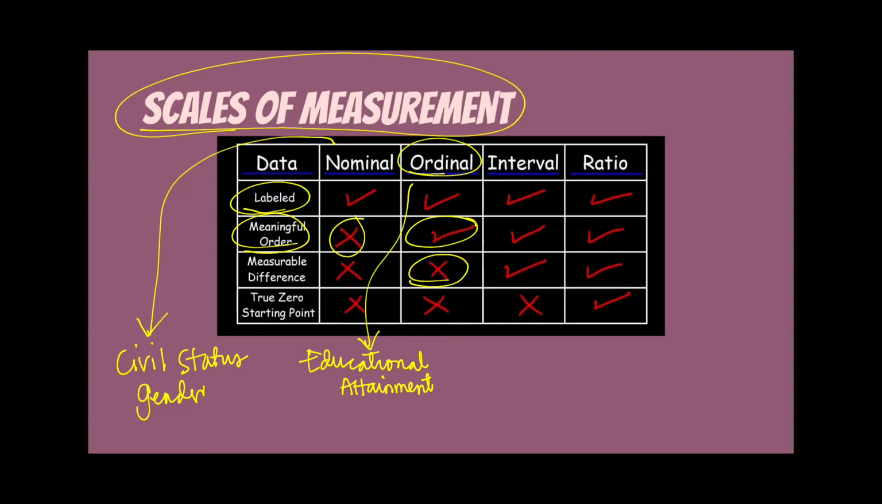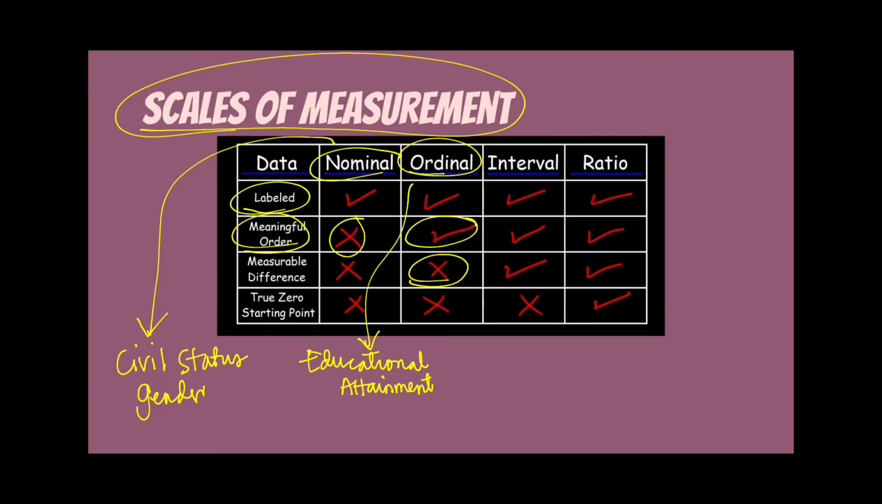So, what is the difference between nominal and ordinal data? Or before that, what is the commonality between nominal and ordinal data? Nominal and ordinal data can be construed as categorical data. But the difference is that ordinal data has a meaningful order, compared to nominal data or nominal scale that does not have a meaningful order.